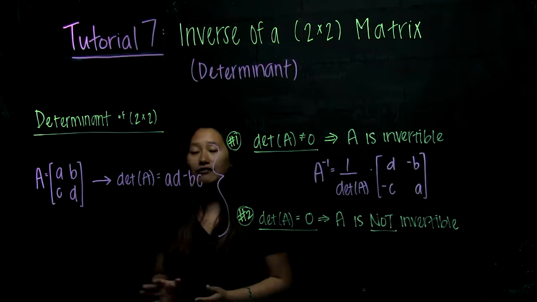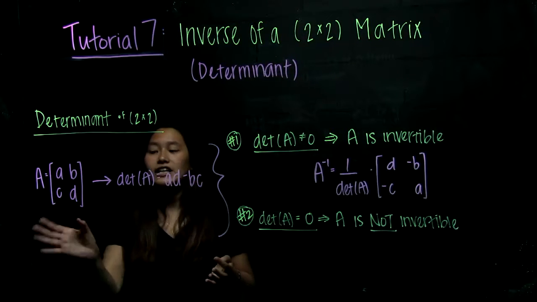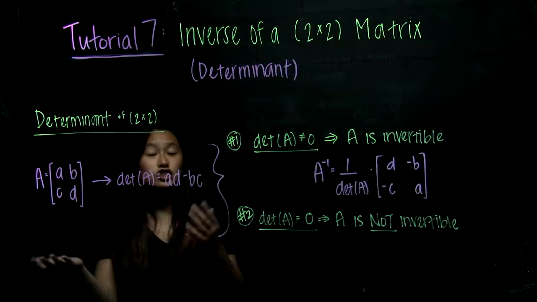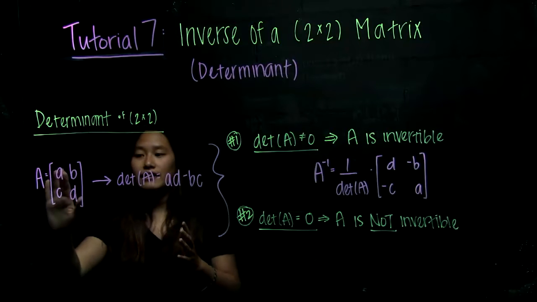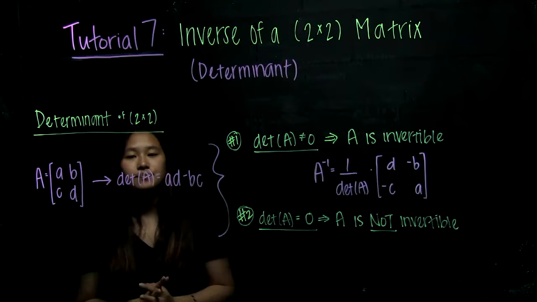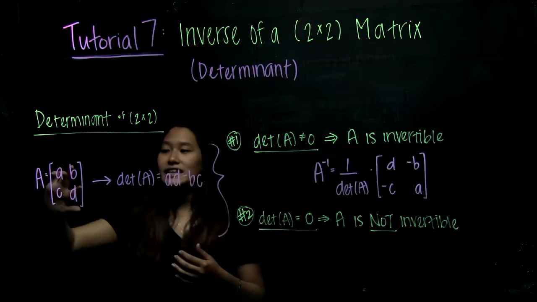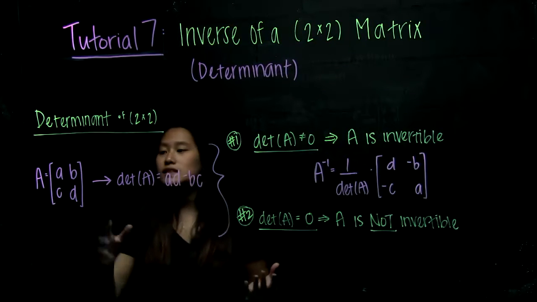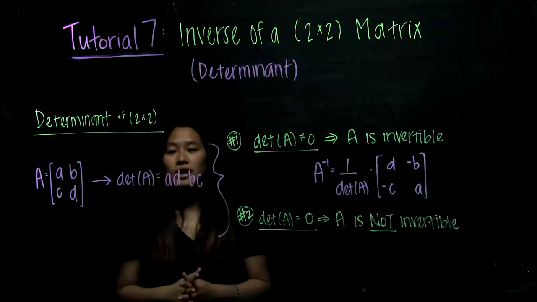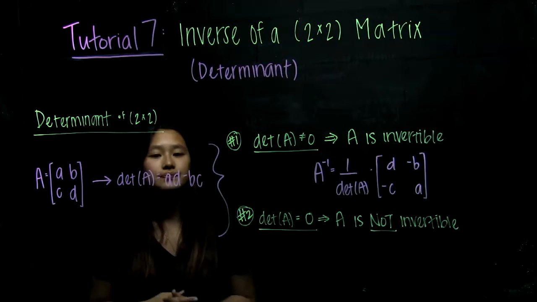As you can see, I've written a sample matrix A here, where A is size 2 by 2, and it is filled with A, B, C, and D. And to find the determinant, you take A times D minus B times C. And you can see that right here.